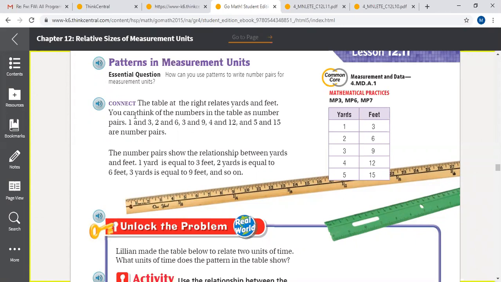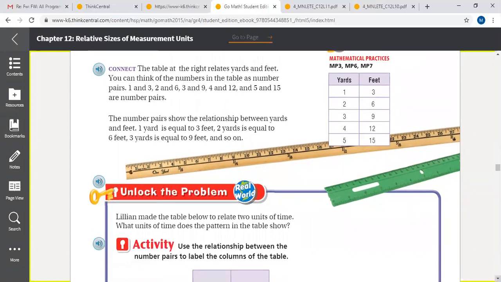You can think of the numbers in the table as number pairs. 1 and 3, 2 and 6, 3 and 9, 4 and 12, and 5 and 15 are number pairs. The number pairs show the relationship between yards and feet. 1 yard is equal to 3 feet, 2 yards is equal to 6 feet, 3 yards is equal to 9 feet, and so on. Okay, unlock the problem.